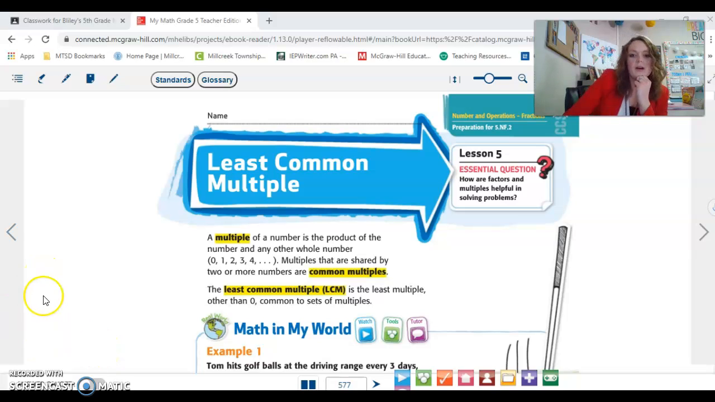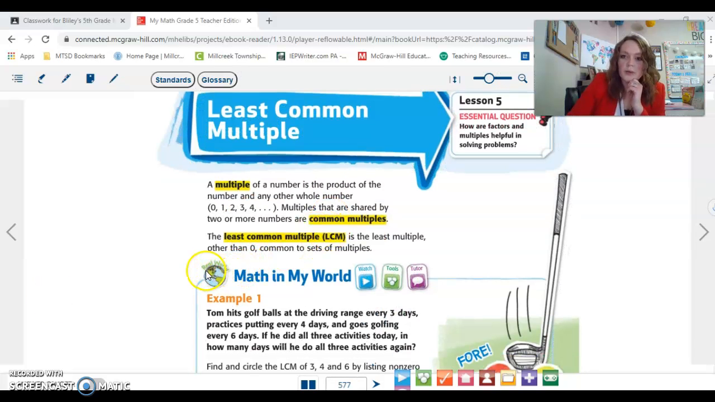Today, for our lesson, we are on Chapter 8, Lesson 5, page 577. We are working with the least common multiple today. Let's review some vocab words before we get started.